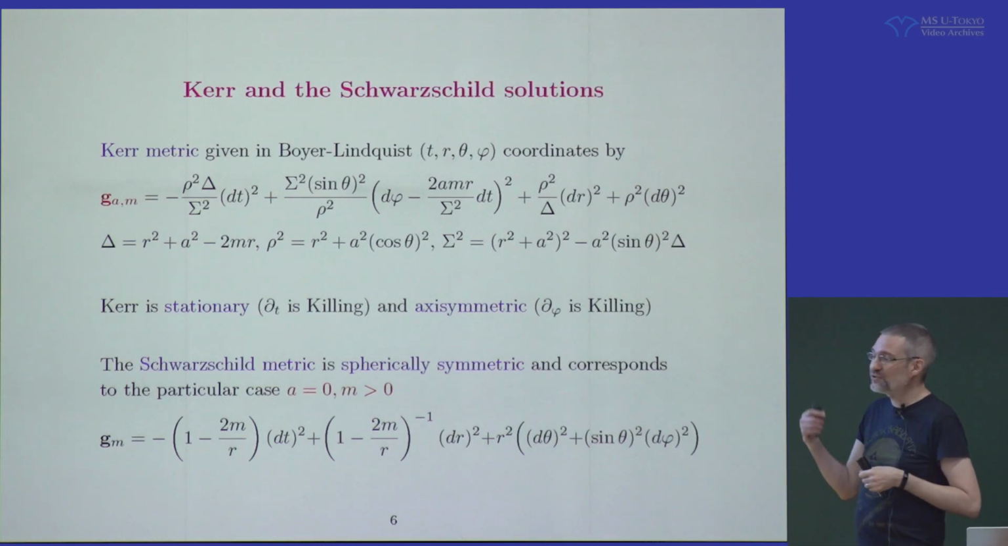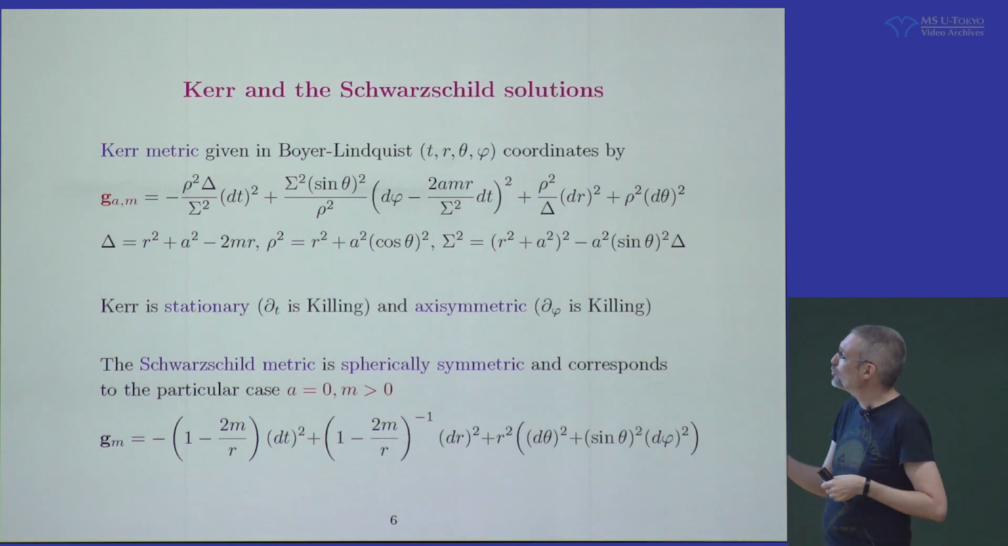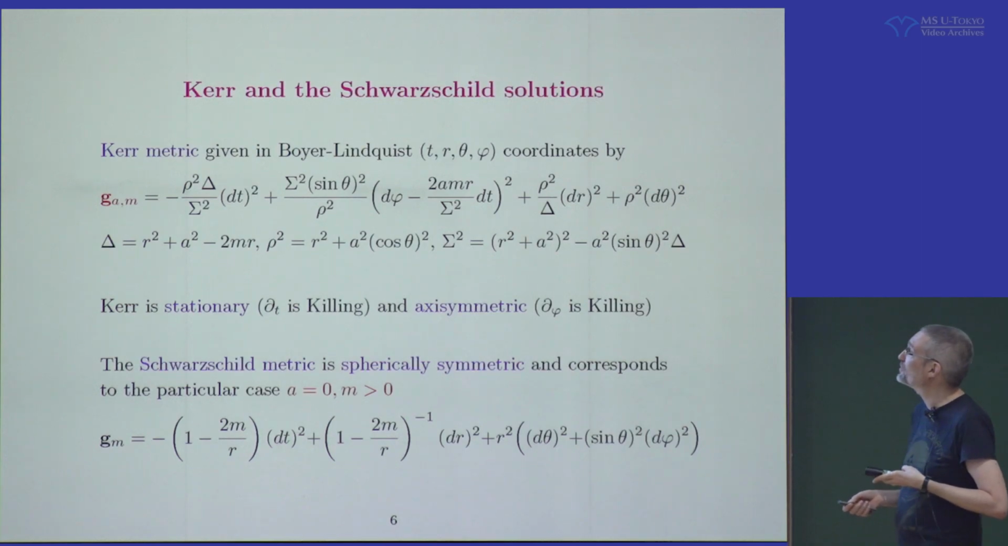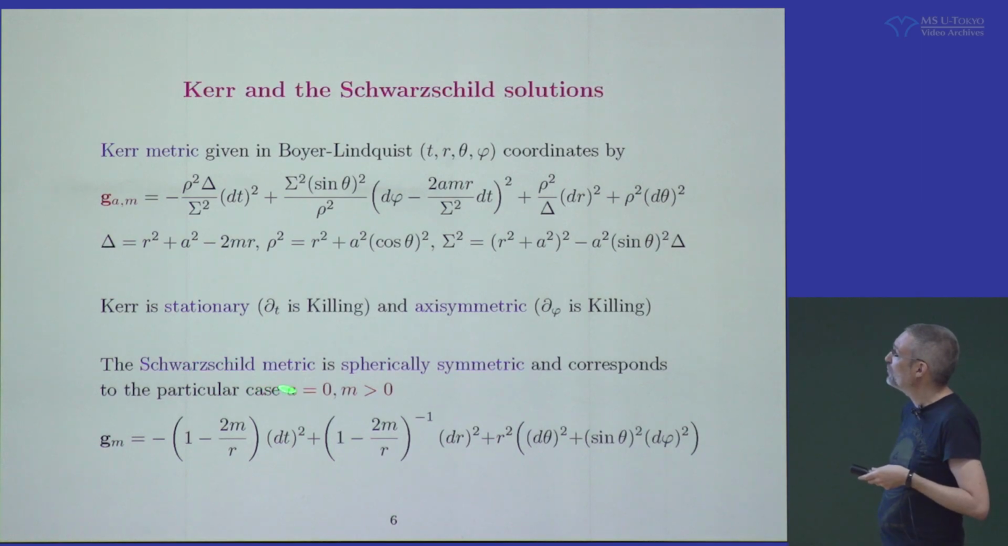In fact, there was an earlier family found before, which is the Schwarzschild family. And the Schwarzschild family turns out simply to be a particular case of the Kerr family when you take the angular momentum to be 0. And in that case, the solution is even more symmetric. It's in fact spherically symmetric. And the formula is much simpler. It reduces to this simple formula here.